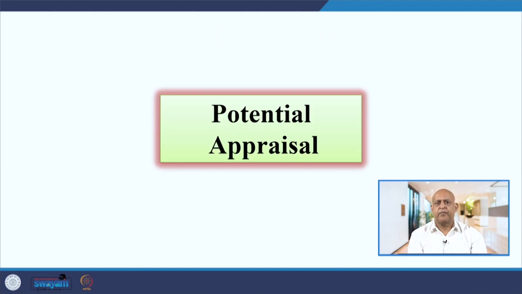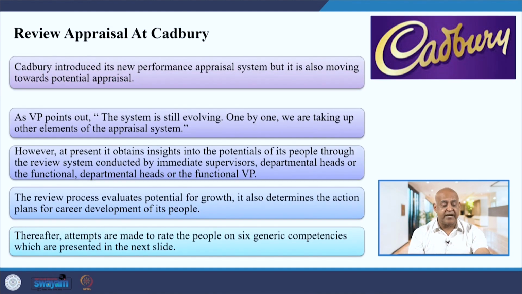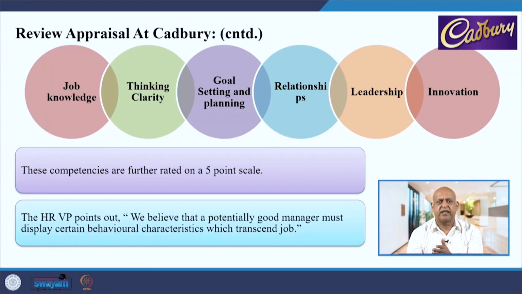Now, finally, we come to potential appraisal, that is, what the potential is. That is what exists and can be developed, because performance appraisal was about the past, how he has performed. But when we talk about potential, it is the ability, and how we can identify that ability. Here, a very good case study has been given about Cadbury's, where the review process evaluates the potential for growth, so that you can identify where the employees can be best used and where they can be developed, so that their potential can be tapped.